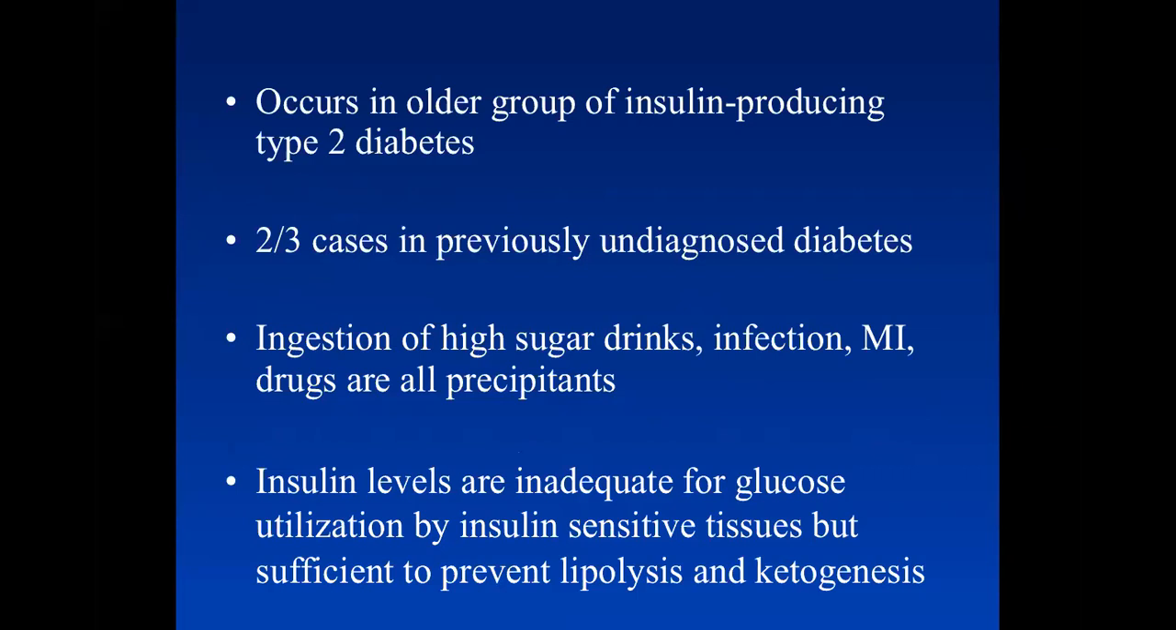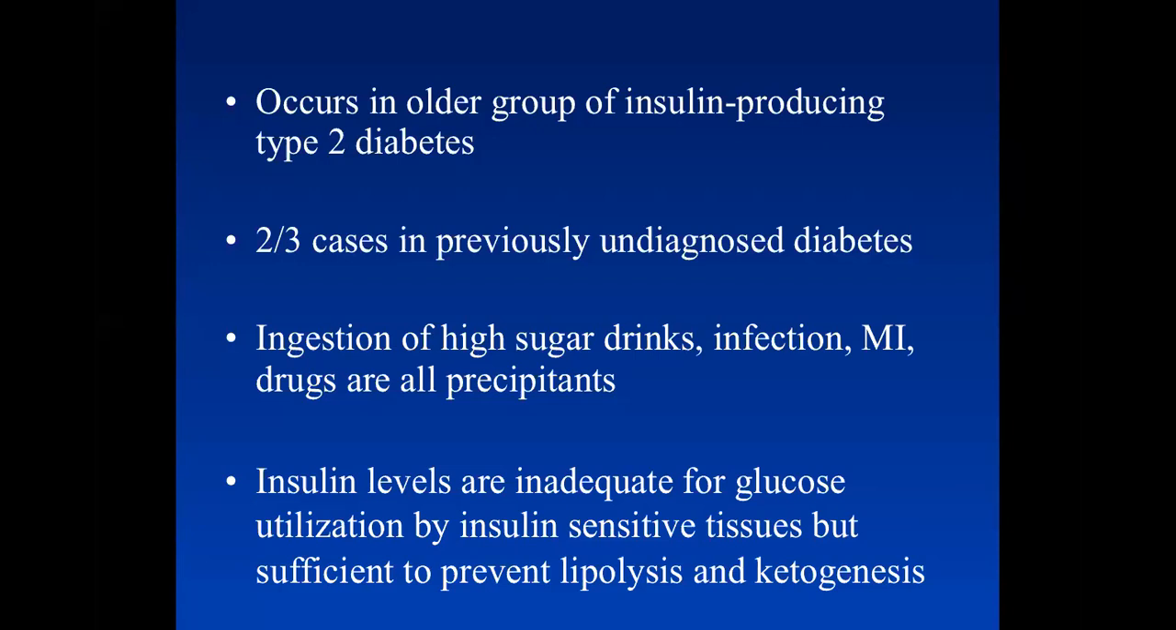Why they don't get ketonemia or ketonuria is because these type 2 patients usually have a certain amount of insulin in their body, in their blood. Okay, so they are not insulin deficient. They are more insulin resistant. So this insulin level they have is inadequate for glucose utilization by the tissues.